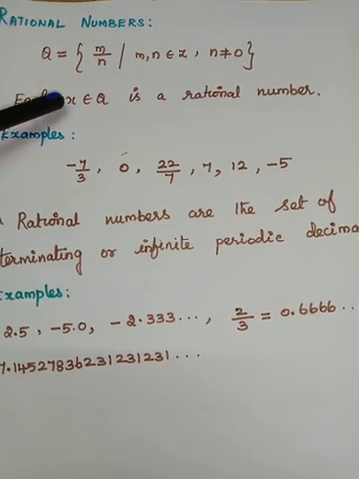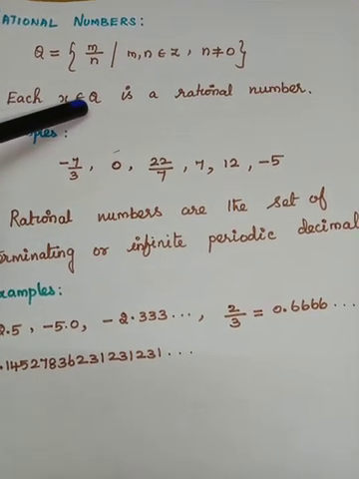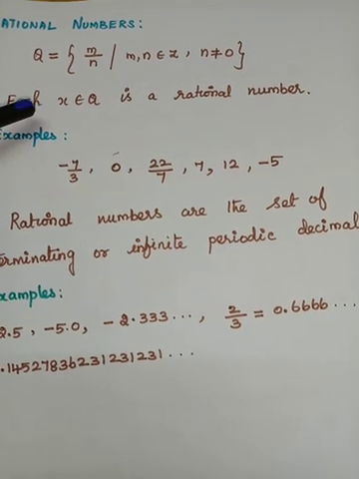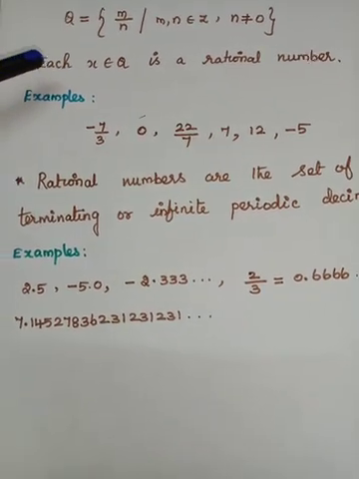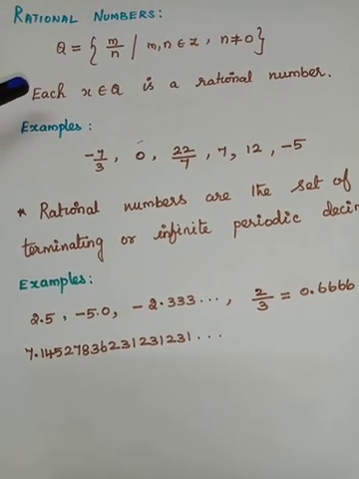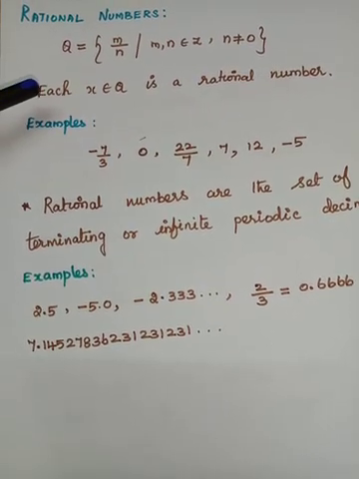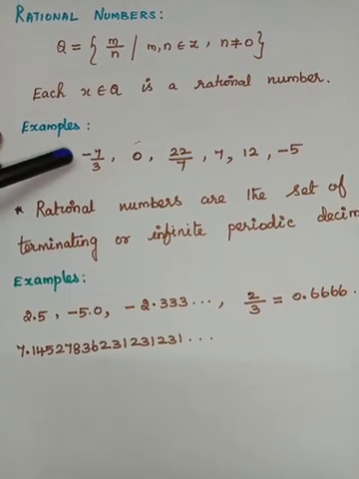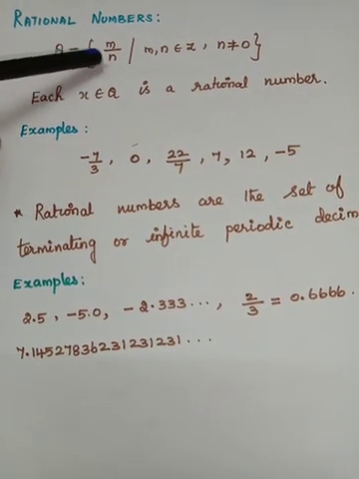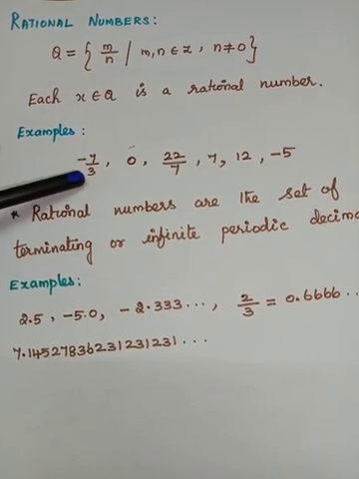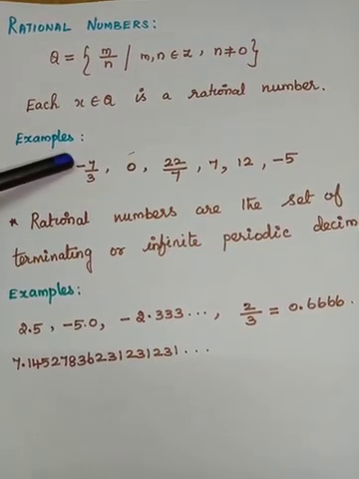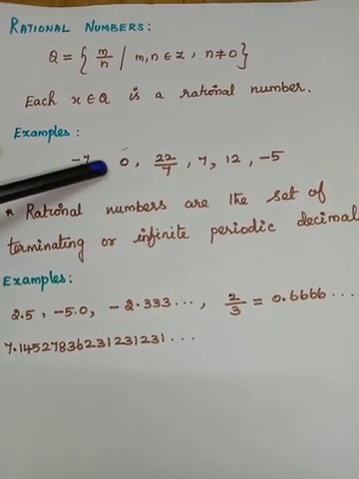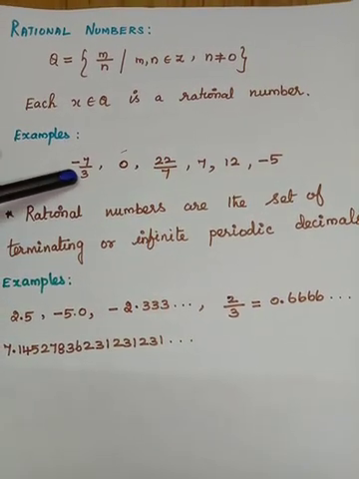If you write x belongs to Q, that means x is a rational number. So x should be in the form of m by n, that is, in fraction form. See the example, minus 7 by 3. It is in the form of m by n and the denominator is not equal to 0. The numerator minus 7 and the denominator 3 are integers. So this number is a rational number.